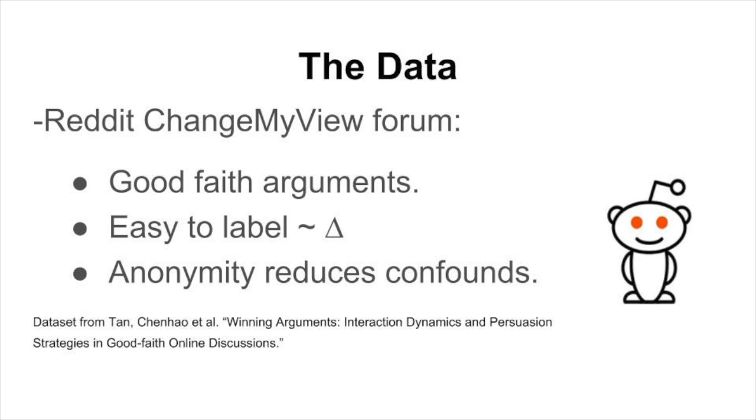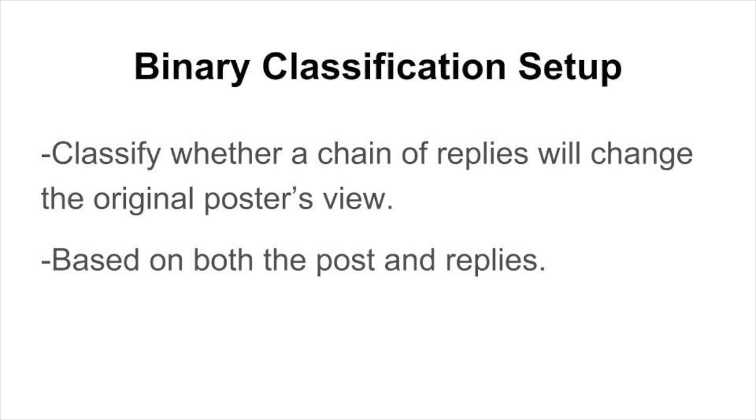meaning people actually are open to having their mind changed. Second of all, the data is really easy to label, because in this forum, when the original poster changes their mind, they post a specific symbol, a delta, indicating that their mind was changed. And then we can simply look at these labels programmatically. Finally, the anonymity of Reddit reduces the social confounds we talked about before, because instead of actual people, it's just screen names talking.